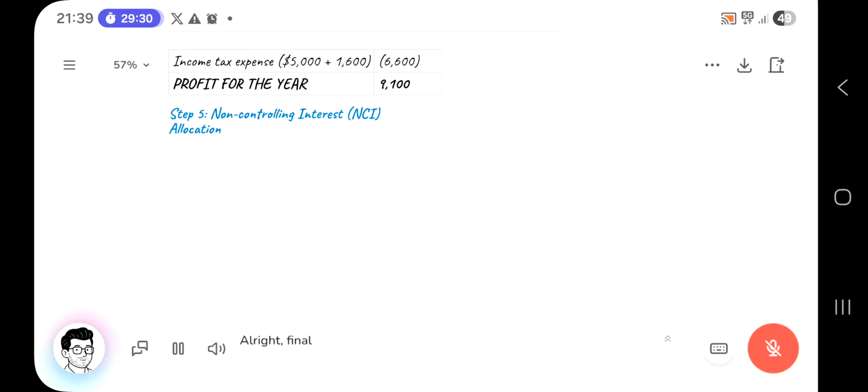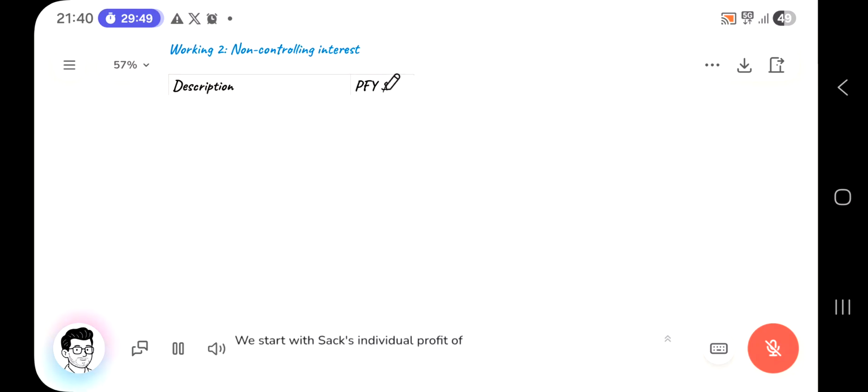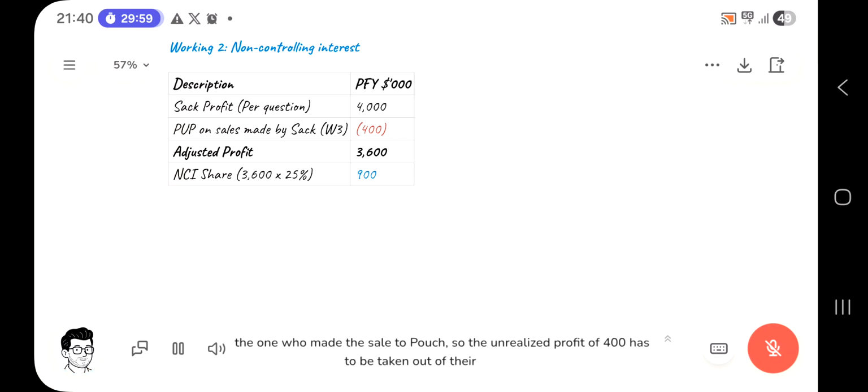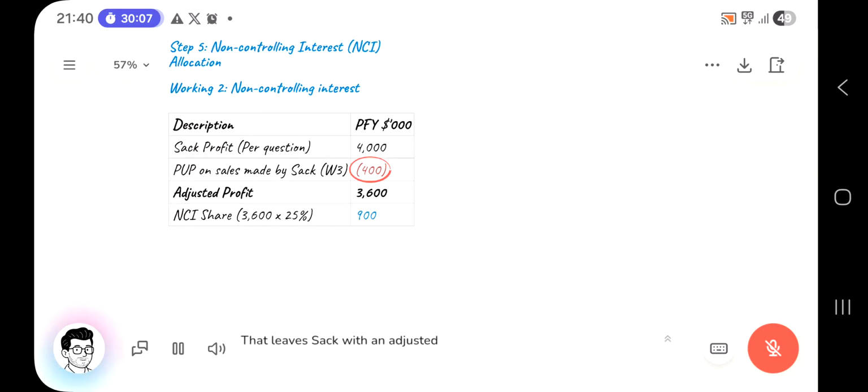All right, final boss level. We have the total profit of 9,100, but now we have to show how much belongs to the parents and how much belongs to the NCI. We start with Saks' individual profit of 4,000, but remember, Sak was the one who made the sale to Pouch, so the unrealized profit of 400 has to be taken out of their profit first. That leaves SAC with an adjusted profit of $3,600.